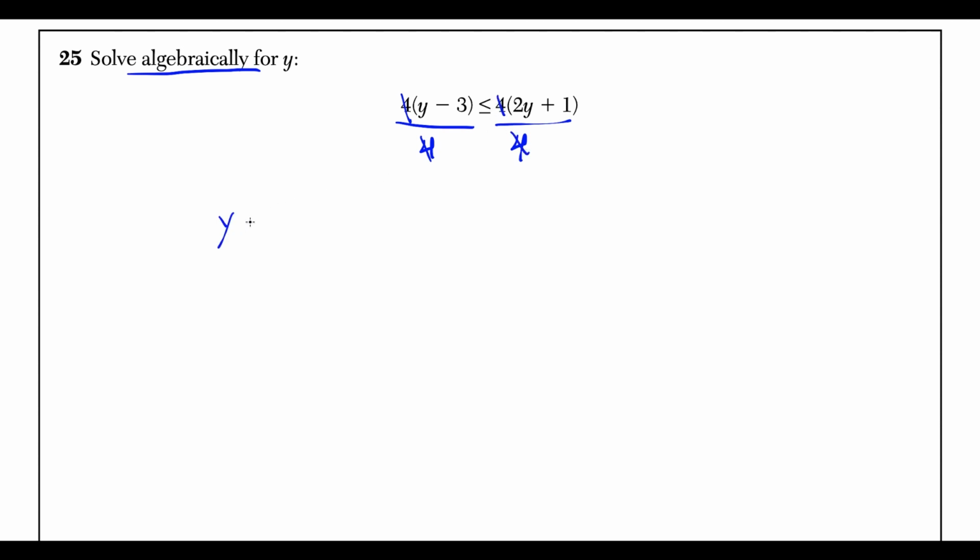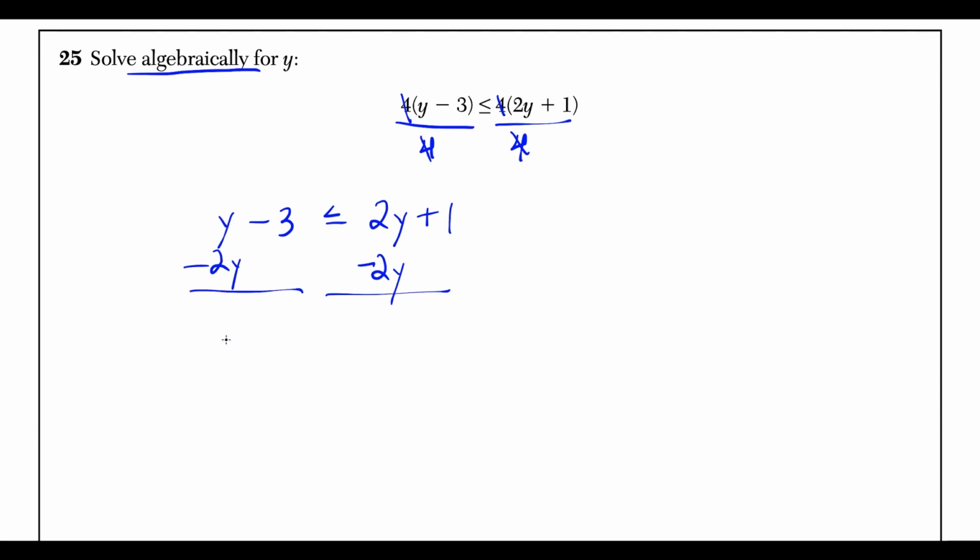So now what we have is y minus 3 is less than or equal to 2y plus 1 like this. So now what we could do is subtract 2y on both sides. And this is just a matter of preference. Some people might prefer to subtract y to the other side. But I like to move everything to the left, variables to the left and constants to the right.